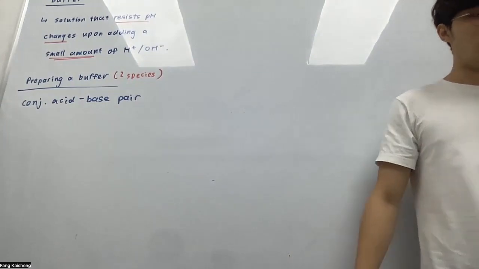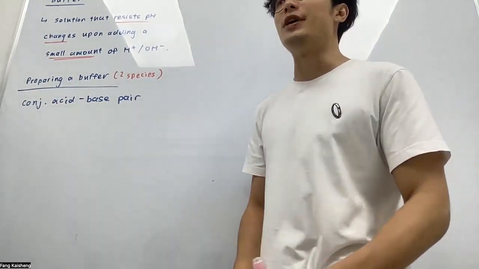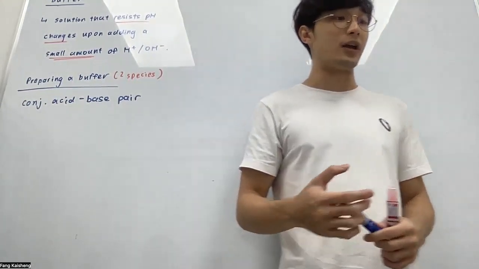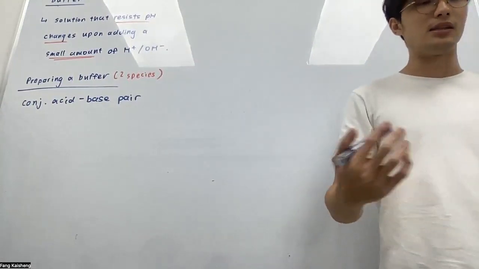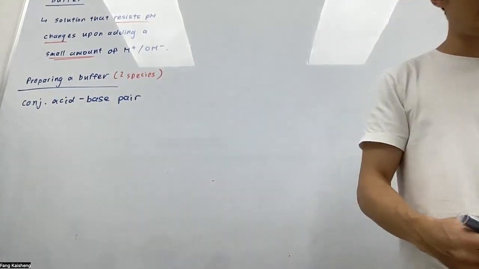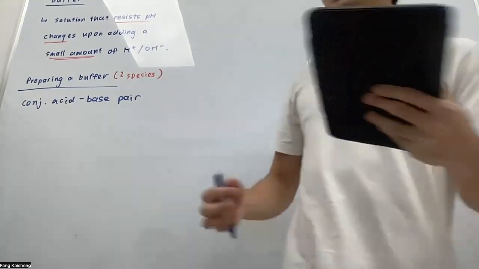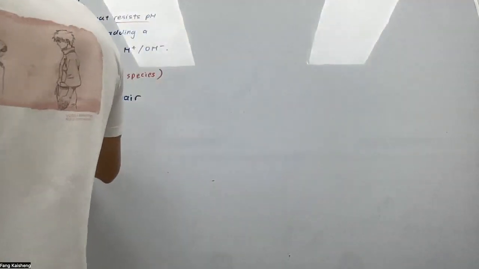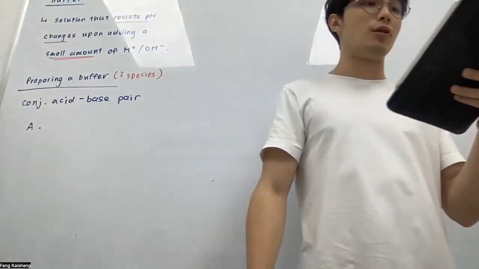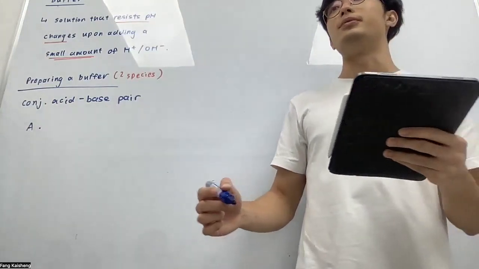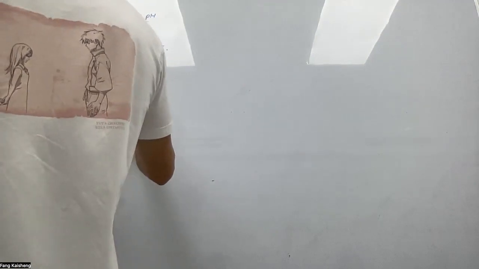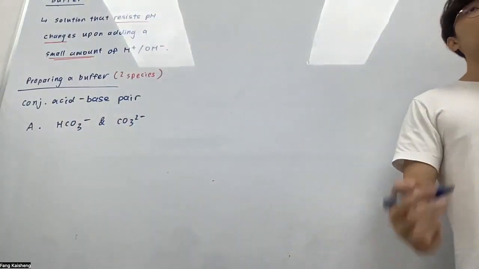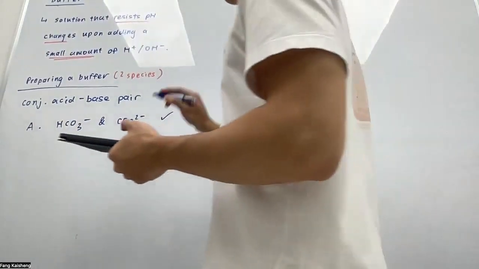Can y'all look at these three options over here? Can y'all tell me which is the answer? They can form a buffer solution. There could be multiple answers. A. Guys, can y'all tell me what are the species in here? I don't really care about sodium, right? Can y'all go and rewrite this without the sodium? So what is it? CO3 and CO3 2 minus. Do they differ by a H plus? Yes, so A is definitely, you can form a buffer.